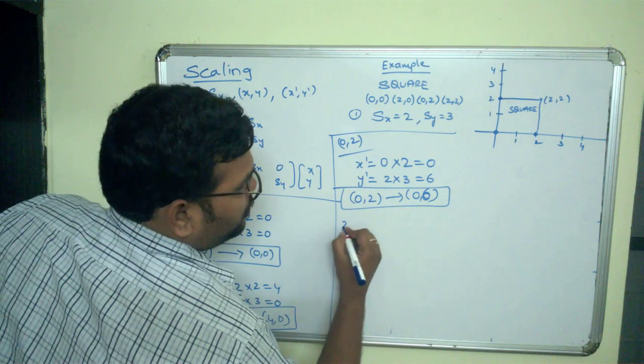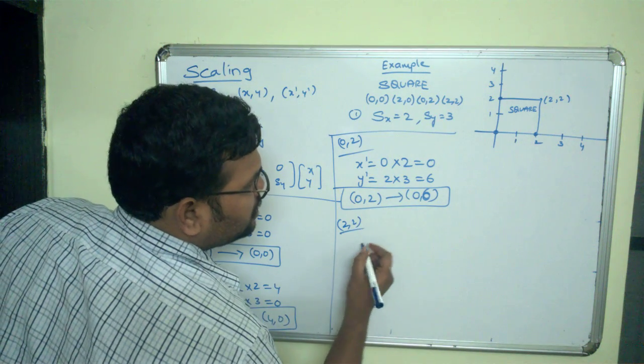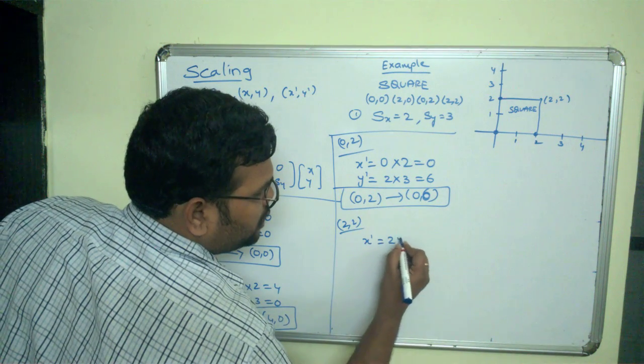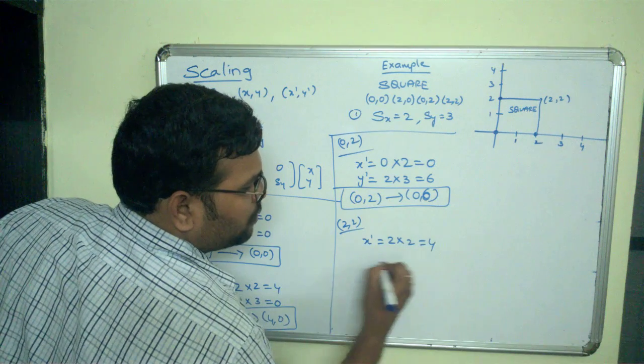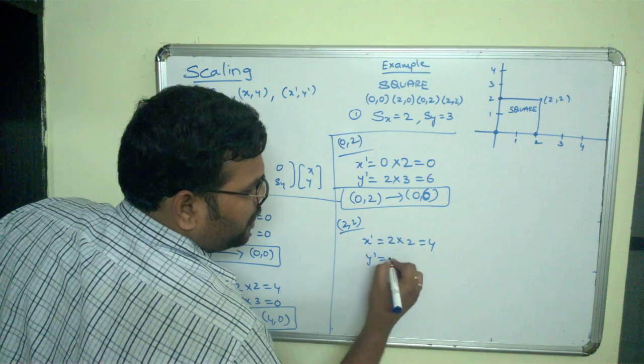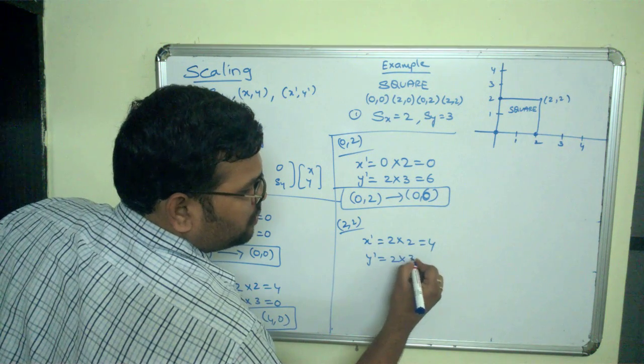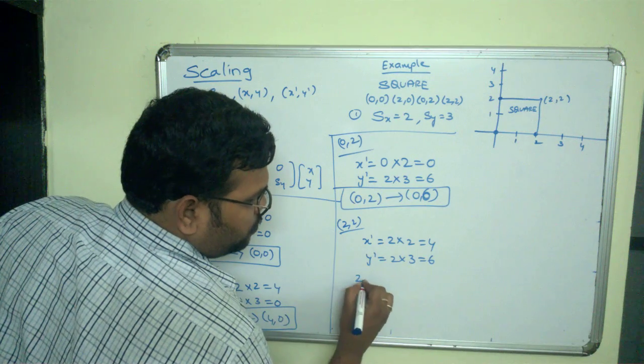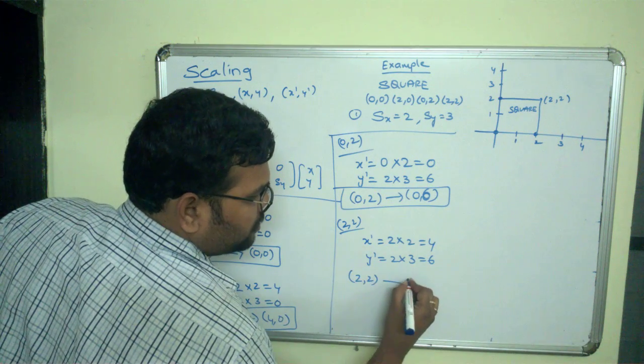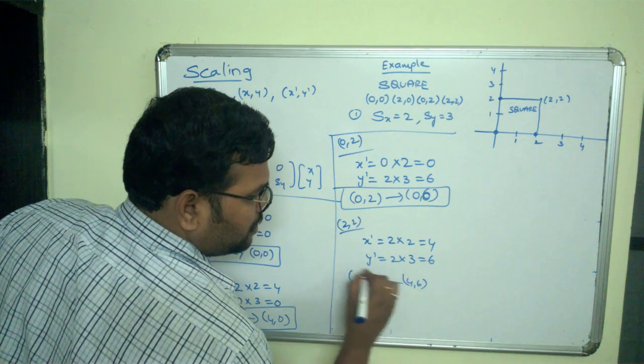Next, the fourth point, 2 comma 2. Let us consider x dash is equal to 2 into Sx, 2, which is equal to 4. y dash is equal to y, 2 into Sy, 3, that is equal to 6. So 2 comma 2 becomes 4 comma 6.